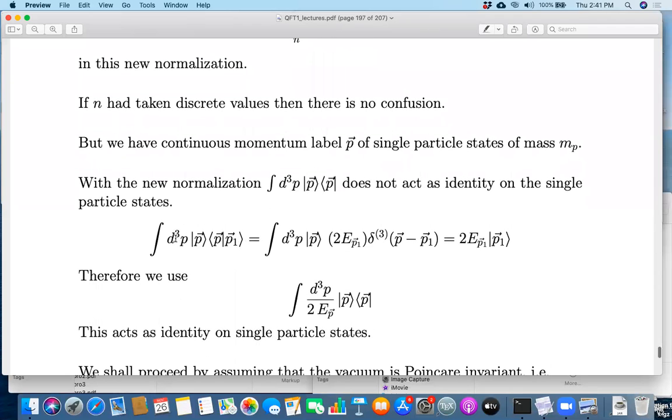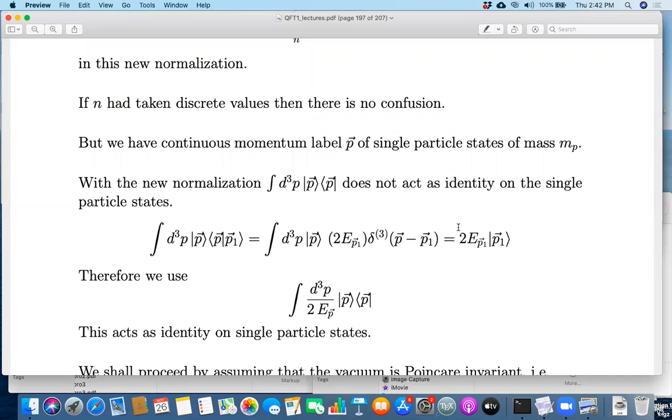So this part will stay as it is, and that will give you 2 EP1 times delta cube of P minus P1. And now when you do the P integral, you just set P equal to P1 using this. So you get 2 EP1 times P1. This P gets replaced by P1. And we see that indeed we don't get back P1. We applied this on the state P1. So if it was acting as identity operator, we should have gotten back the state P1. Instead, we get back the state 2 EP1 times P1.